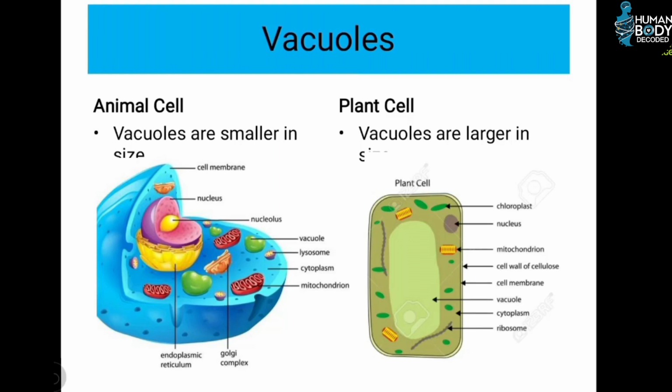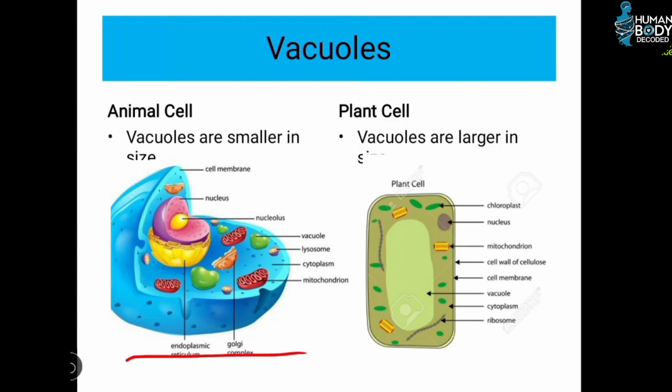Next, let's discuss the vacuole, which is the sixth major difference between plant cells and animal cells. Here, you can see the structures of both an animal cell and a plant cell.